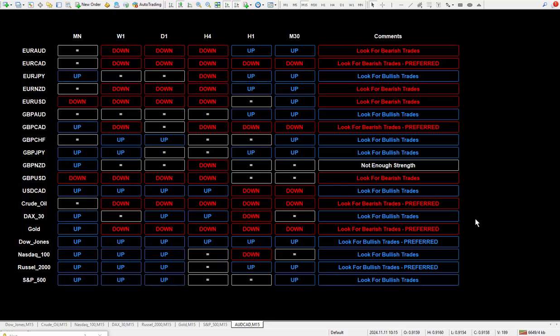Now here is my daily trade plan. It's running in real time. Over 20 years I came across many different kinds of daily trade plans, and this one is my most favorite one. It analyzes the charts from the monthly right down to the 30 minutes. And after it does some calculations within the comments here, it'll say look for bullish trades, bearish trades, and some will even be preferred.